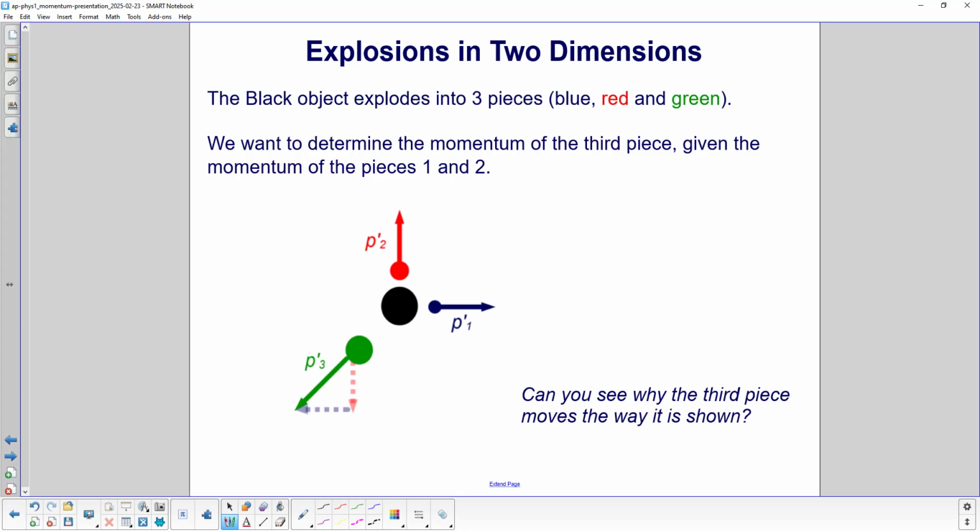The black object explodes into three pieces: blue, red, and green. We want to determine the momentum of the third piece given the momentum of pieces 1 and 2. All right, so here's our initial object. It explodes into red, blue, and green. Can you see why the third piece moves the way it is shown?